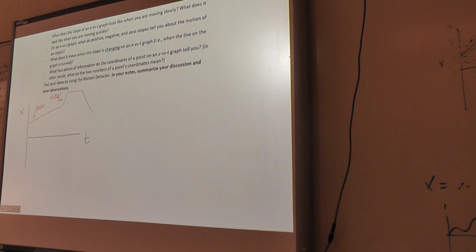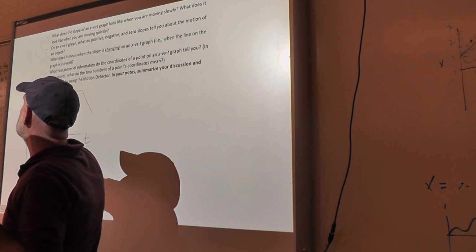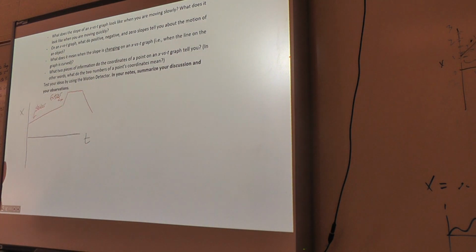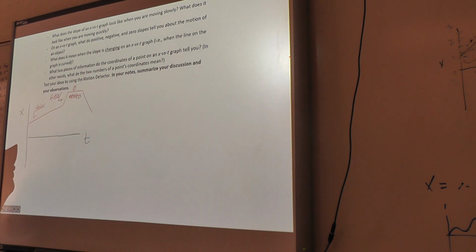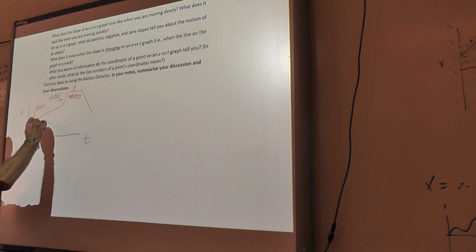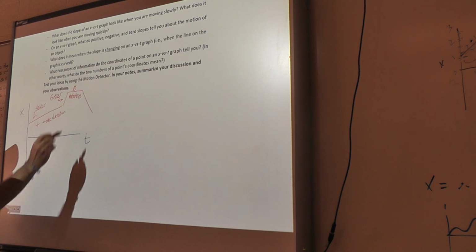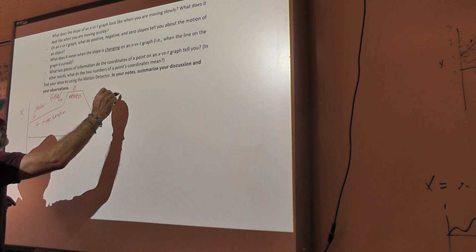Yeah? You'd be going away from the point, then stopping, then going towards the point. Right, so basically, the sign of the slope is an indication of direction. If the slope is zero, then our object isn't moving, it's motionless. If our slope is positive, then we're moving in one direction. If our slope is negative, then we're moving in the other direction.